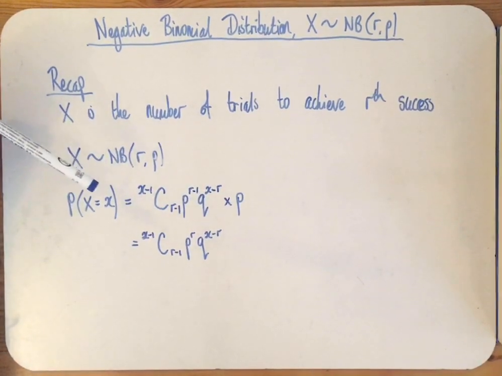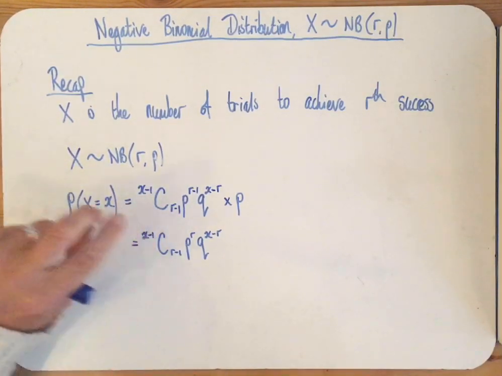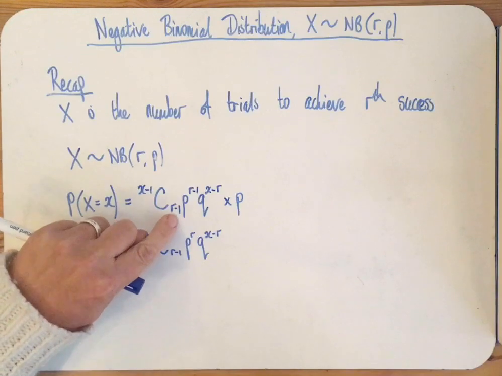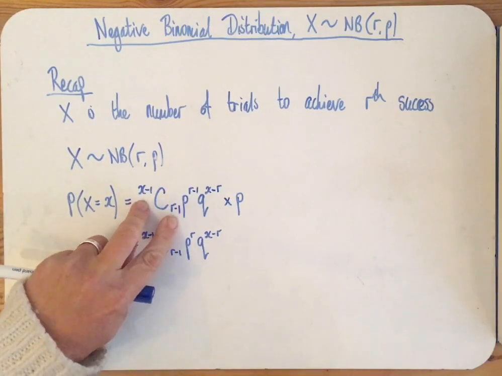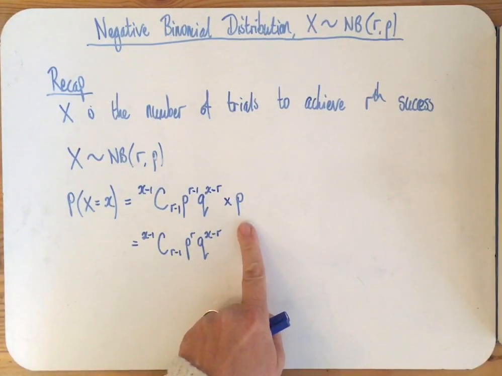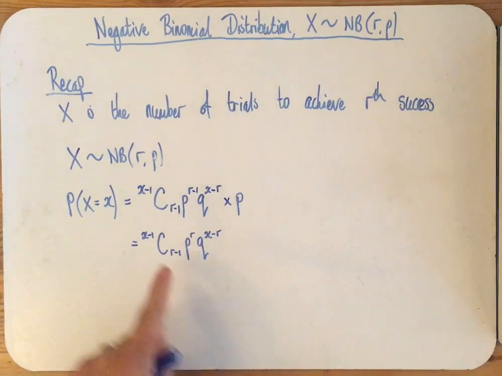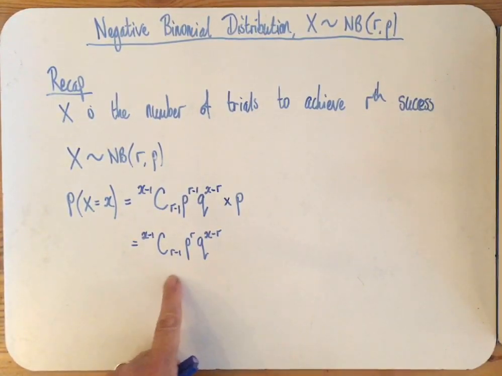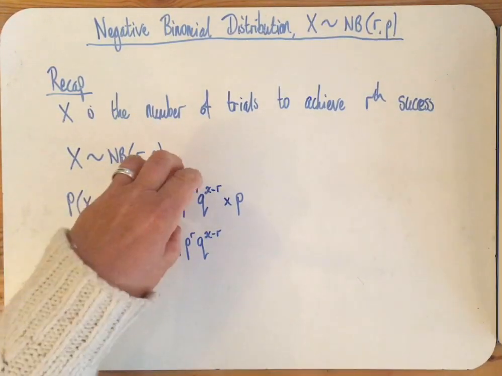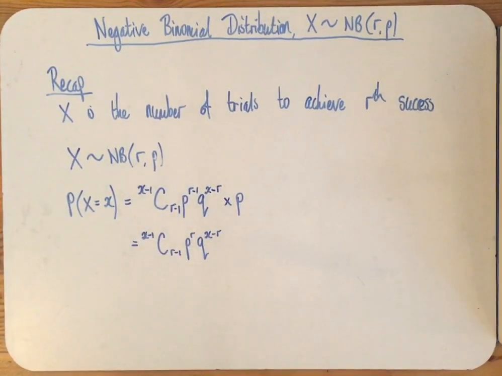Then it's the probability of getting, no, sorry, r minus 1 successes in the first x minus 1 trials. And then when you times by p, that will make your final success on your xth trial. And then that comes down to give you that formula there. So it's the binomial on x minus 1 trials times p, which gives you that formula.